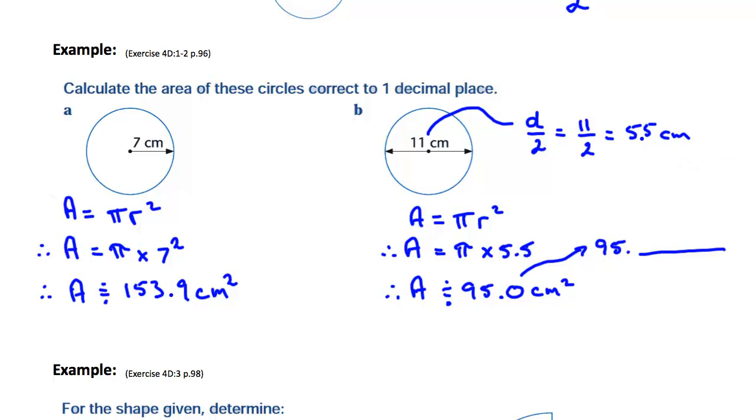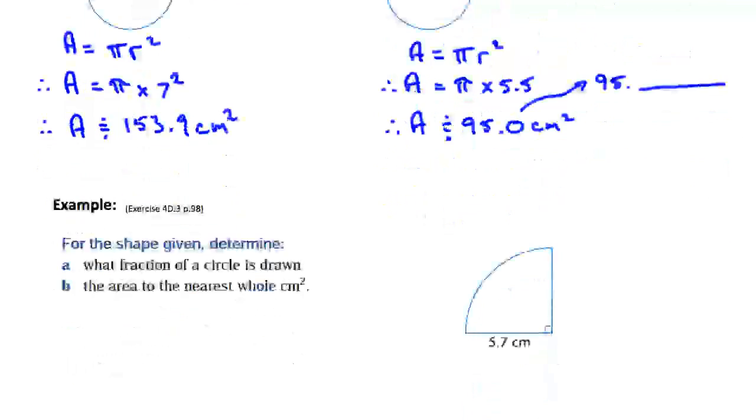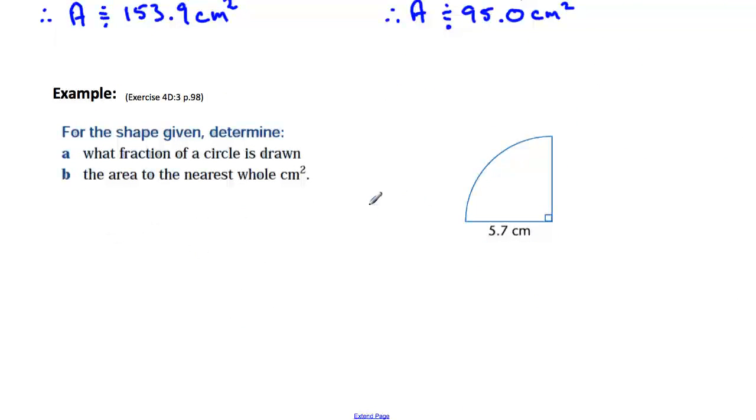Finally, we're going to have a look at one example where we haven't got a full circle. In this case, we have a quarter of a circle. We can see that it's a quarter, but I want to show you what we need to write out when we do this. It says what fraction of a circle is drawn. I don't just want you to write down a quarter straight away, because if that wasn't a 90-degree angle in there, it would no longer be a quarter. So you need to know how to do this.